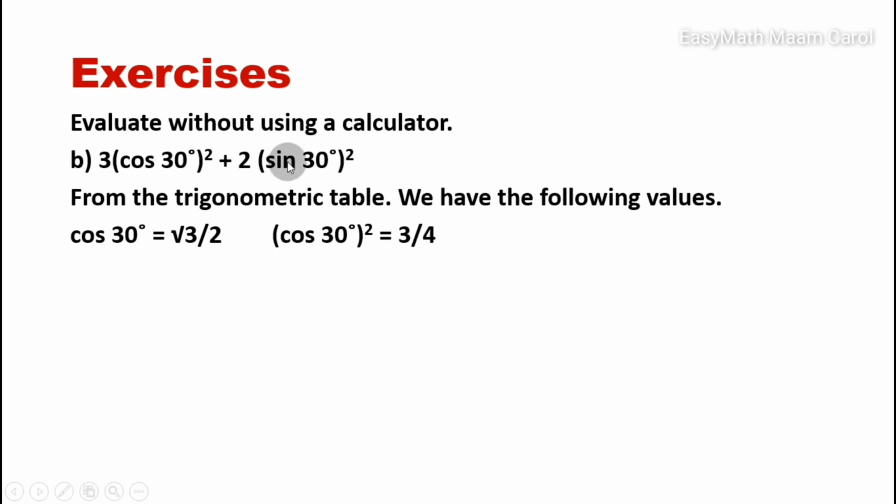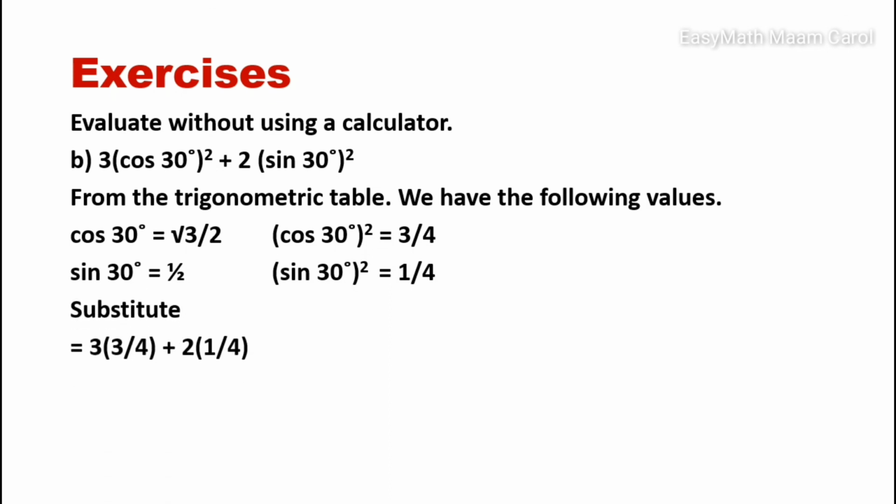Ito naman, sine of 30. So the sine of 30 degrees is 1/2. Ito din yung kagaya dun sa last exercise natin. Sine 30, yun yung opposite niya, yung 1/2. Pag in-square mo yung 1/2, 1/2 times 1/2 equals 1/4. So, isa-substitute natin siya dun sa original equation natin.